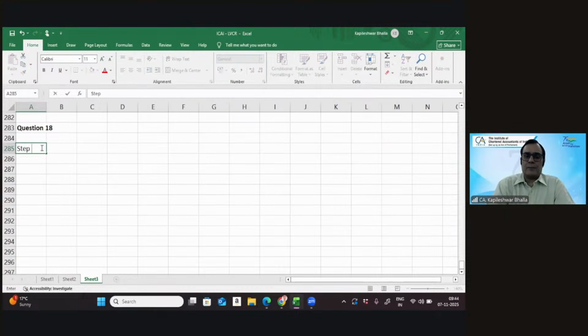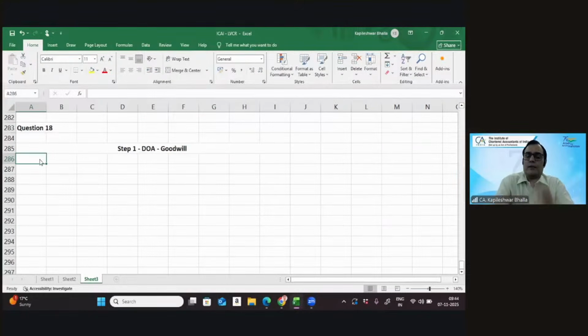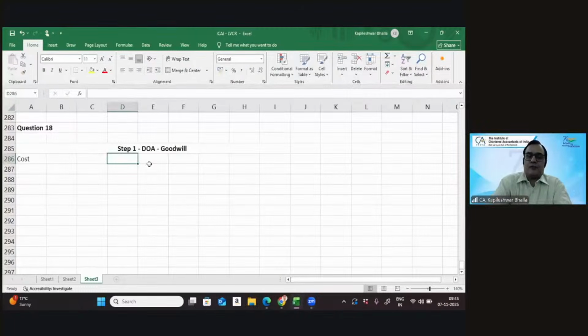So let's go to step number 1, and that is on the date of acquisition. We're trying to calculate the goodwill. Let's organize the data. So let's see what is the cost of investment. I think let's have a look. So copy that question. You can paste it in Excel, but since this is a small one, no worry, I'll just keep moving the screen. That's perfectly fine. Okay, so the cost of the investment given was 3 lakh. So let's take it as 3 lakh.